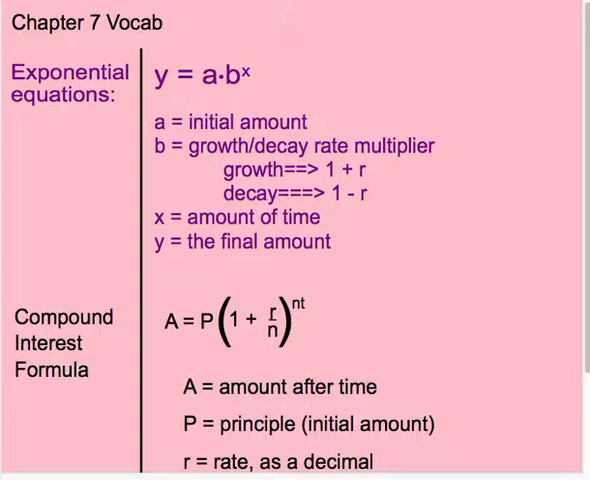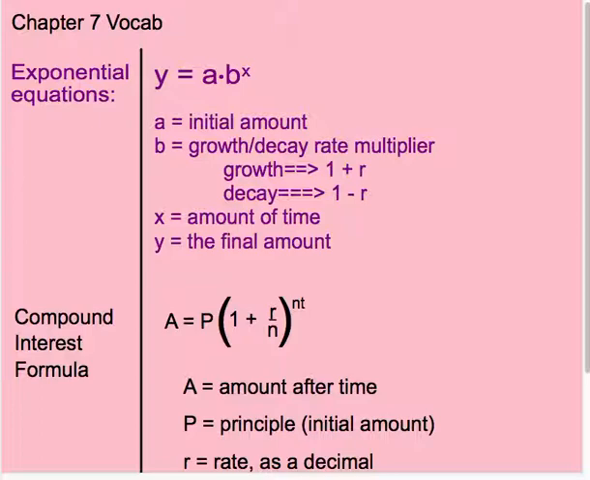Our next unit is exponential functions and their inverses. So first, let's take a look at what an exponential function is. Y equals a times b to the x power. An exponential function is when the exponent is a variable. A is the initial amount, b is the growth or the decay rate.